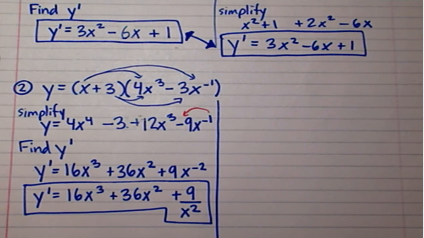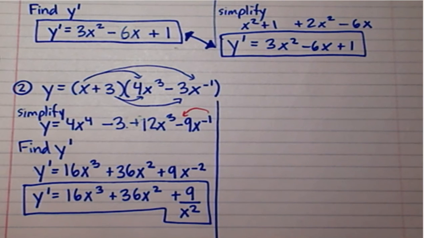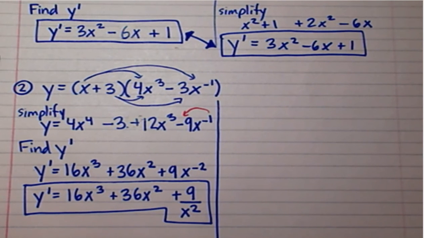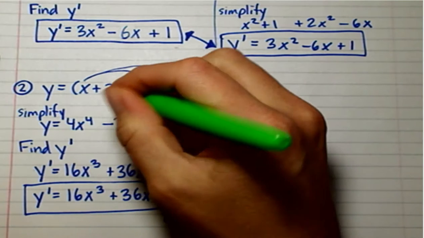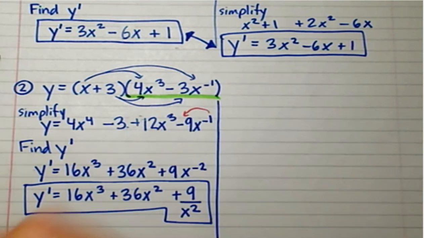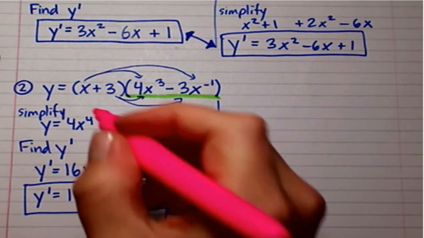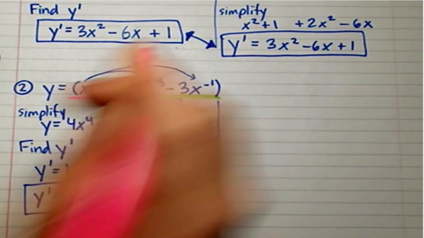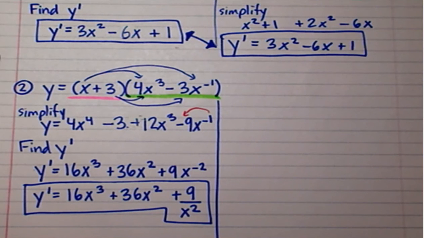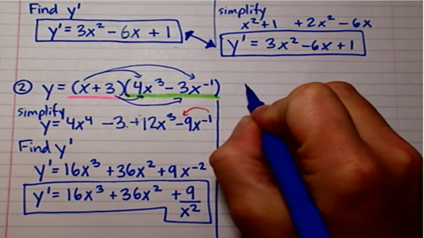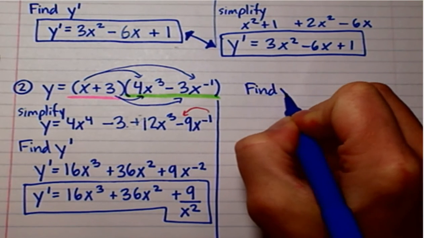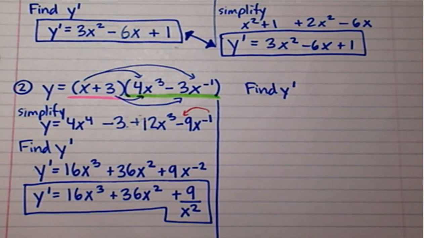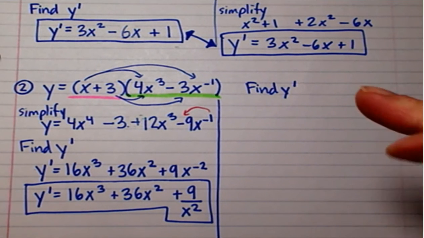All right, two choices, right? Simplify first, simplify last. So we're going to do the same problem, but we're going to do the simplification after we do the rule. So I notice that I have a product, because I'm multiplying these two things together. Okay, so find y prime. That's the question. Notice we're just switching the order.